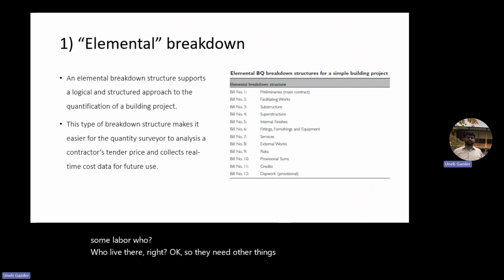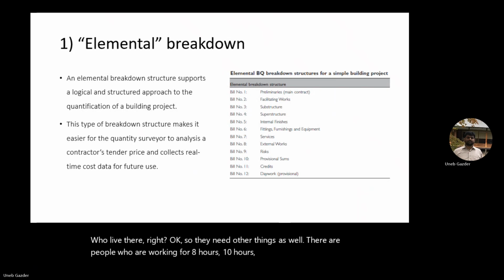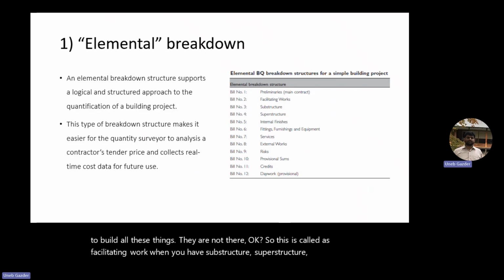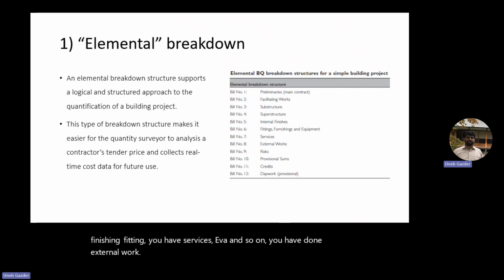There are people who are working for 8 hours, 10 hours, 12 hours. It's not a building like this. So they need a water connection, they need toilets, and they need a place to sit and rest. They have to build all these things, they are not there. So this is called facilitating work. Then you have substructure, superstructure, and finishing, fittings. You have services and so on. You have then external work, risk estimation, provisional sums, and so on. Obviously, we cannot cover all of them, but you know how to finish it, right?